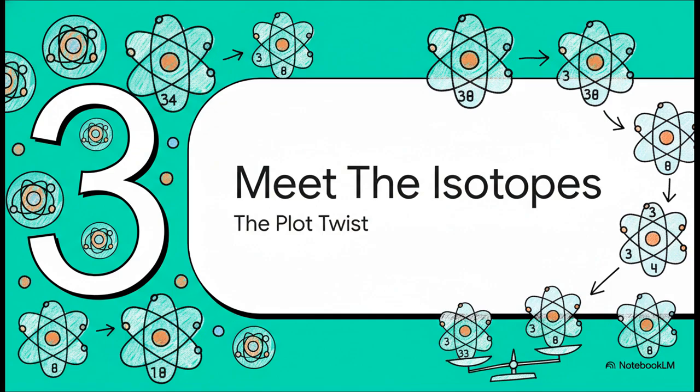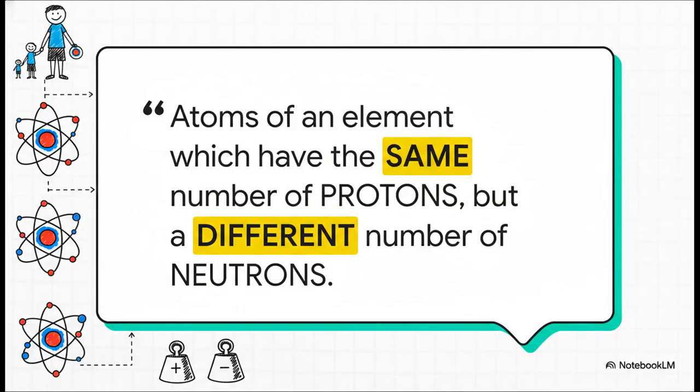And this little twist is the key to everything from carbon dating ancient artifacts to modern medical scans. This definition really says it all. I like to think of isotopes as siblings. They all share the same last name, the same identity, because they have the same number of protons. But they have slightly different weights because they're carrying a different number of neutrons.